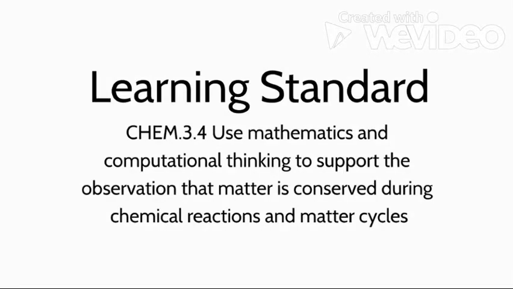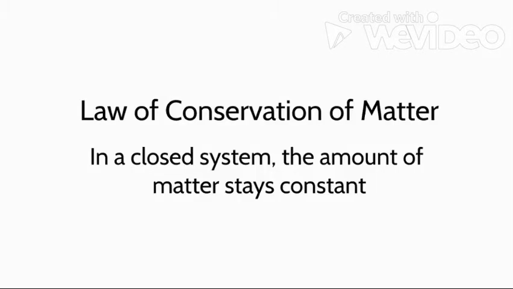In this video, we'll learn how to balance chemical equations. First, let's talk about the conservation of matter. The law of conservation of matter states that in a closed system, the amount of matter always stays constant. Although it can change forms, there is always the same amount of matter before and after a chemical reaction.